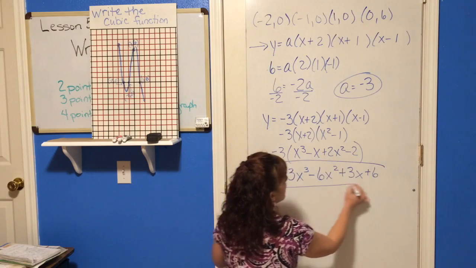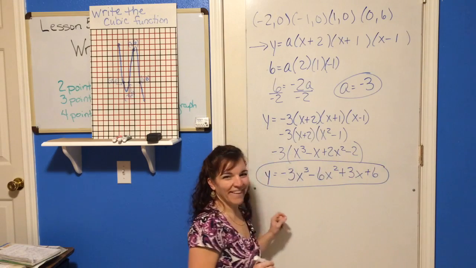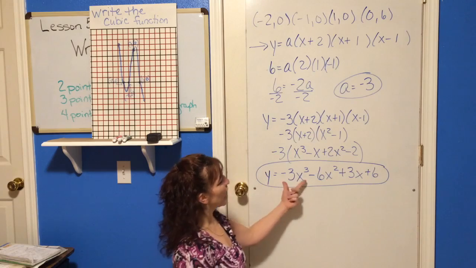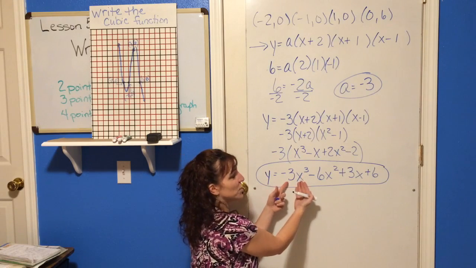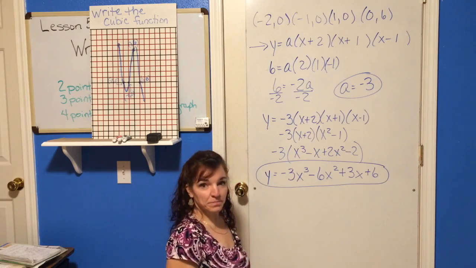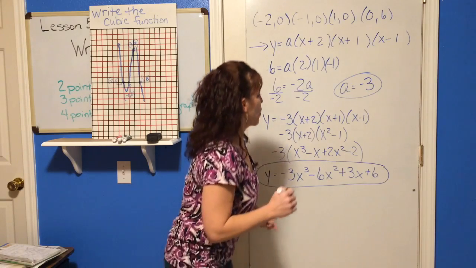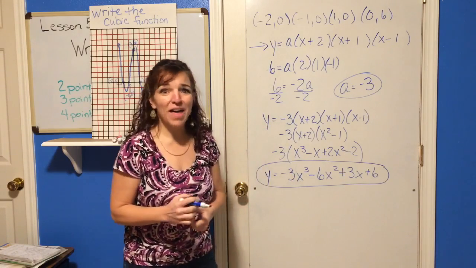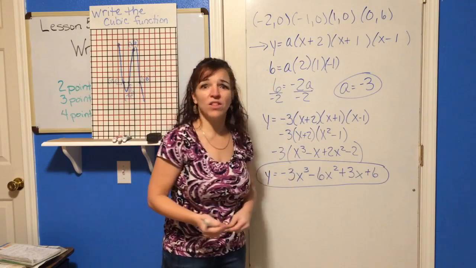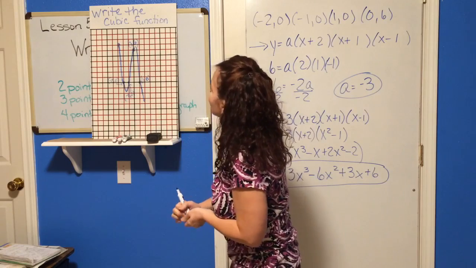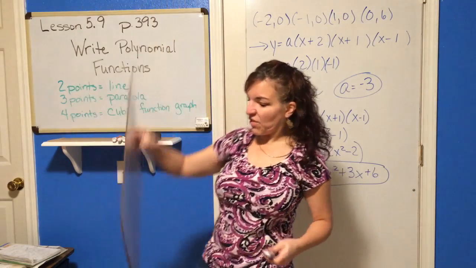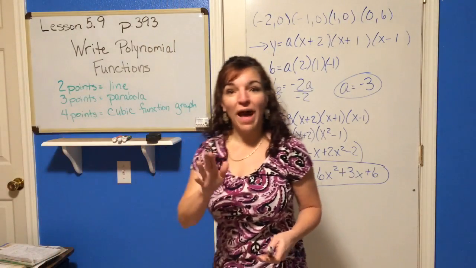So this is really and truly your final answer, because now you have it in a cubic function from greatest degree to least degree. All right, so the hardest part of that is just making sure you do all of the steps. It's all stuff you've done before. So that's how you write a cubic function given 4 points or a graph.